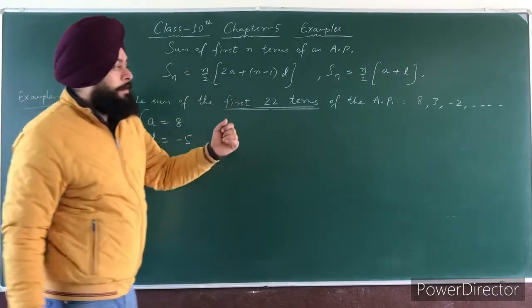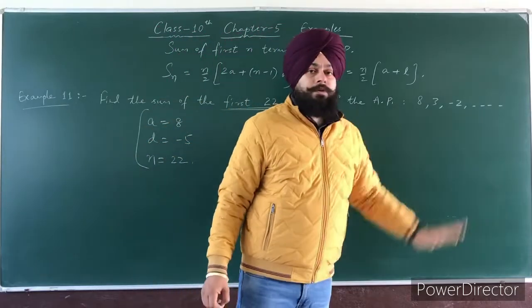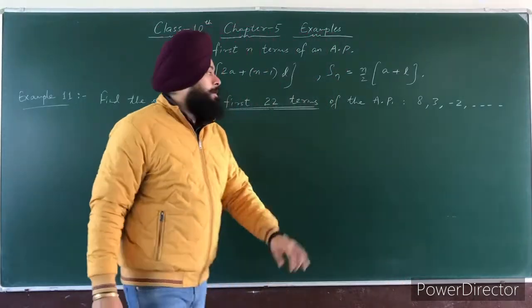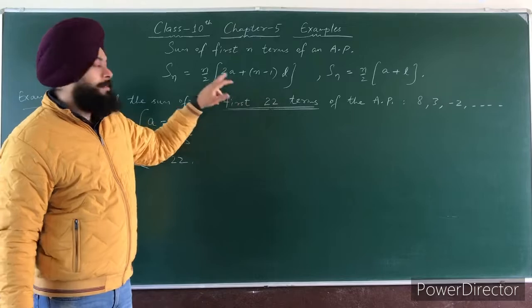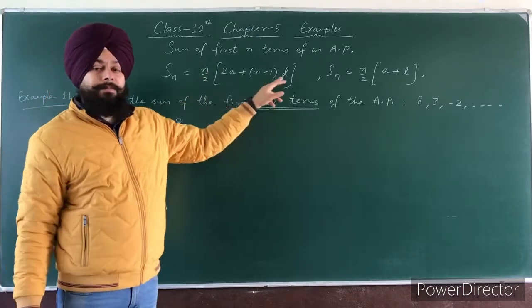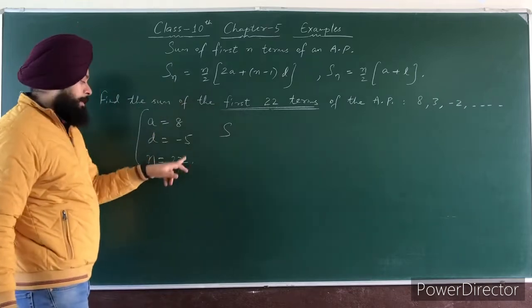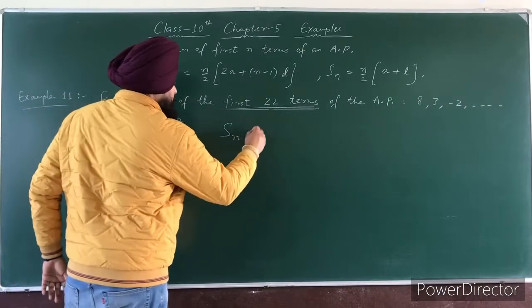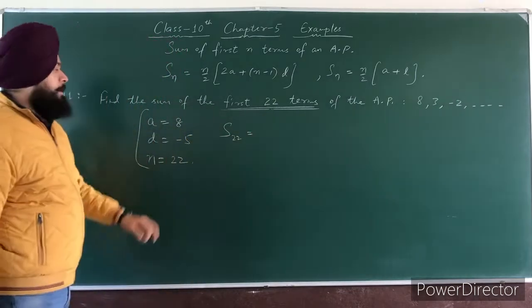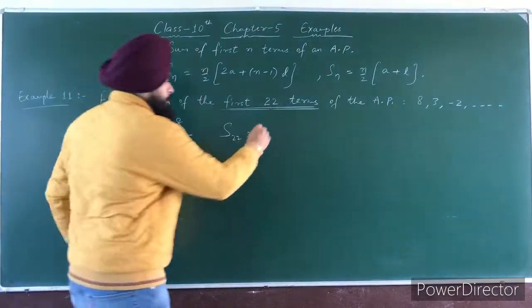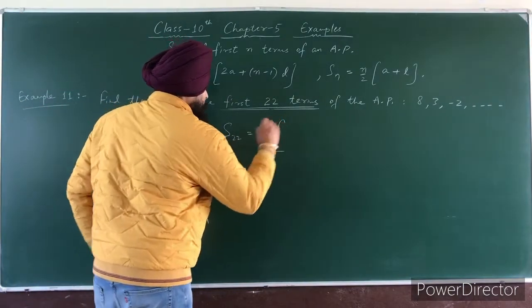Now you can see here in this AP series the last term is not given. So you can put this formula which is n over 2 (2a plus n minus 1 into d). So right here first Sn. n is what? n is 22. So write here S22. Alright. Now it is n over 2, so write 22 over 2.